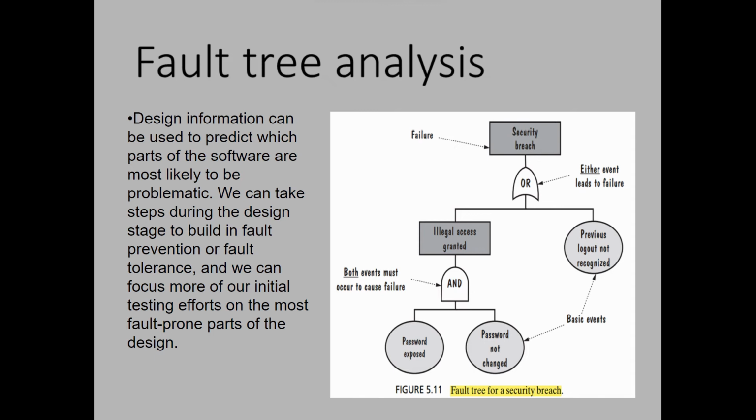As we can see in the given diagram on the slide, for an illegal access to be granted, both the password must be exposed and the password should not have changed. Hence, an AND gate is used to connect the child and the parent nodes. Similarly, for a security breach to take place, either an illegal access must be granted or a previous logout should not be recognized, hence connecting the child node to the parent node using an OR gate.